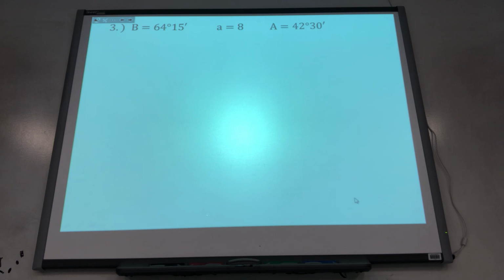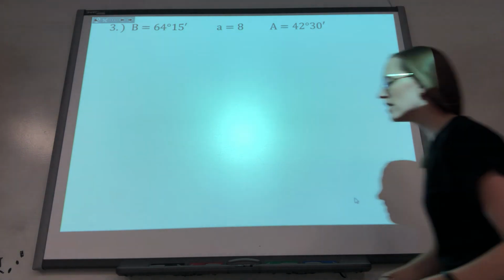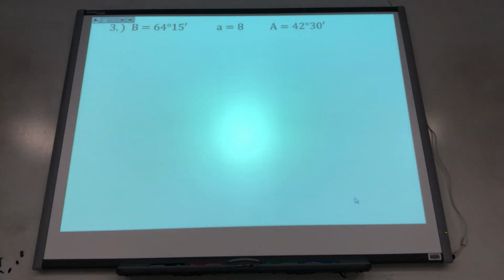Well, we're still doing area right here with number 3, but we're going to run into a little bit of a problem. We've got angle B equaling 64 degrees 15 minutes. Little a is 8. And angle A is 42 degrees, 30 minutes.